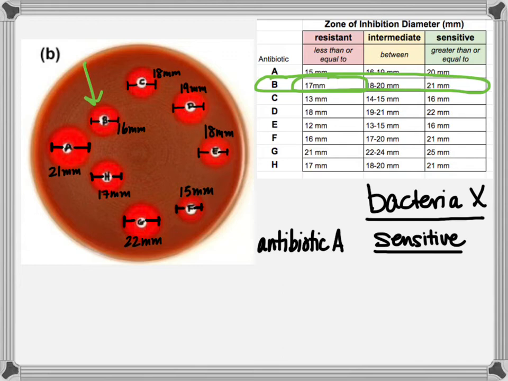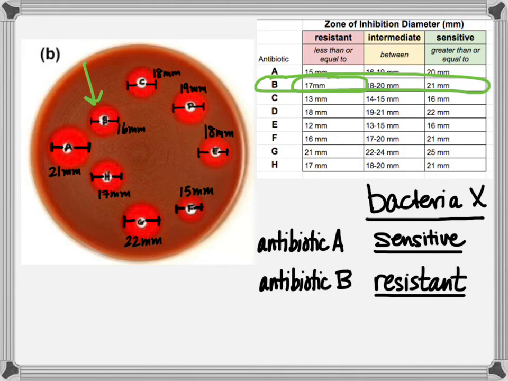So therefore, what do we say about this species of bacteria? We're just calling it bacteria X for now. Based on the results of this Kirby Bauer test, we would say that bacteria X is in fact resistant to antibiotic B. You get the hang of this? Let's do two more together.